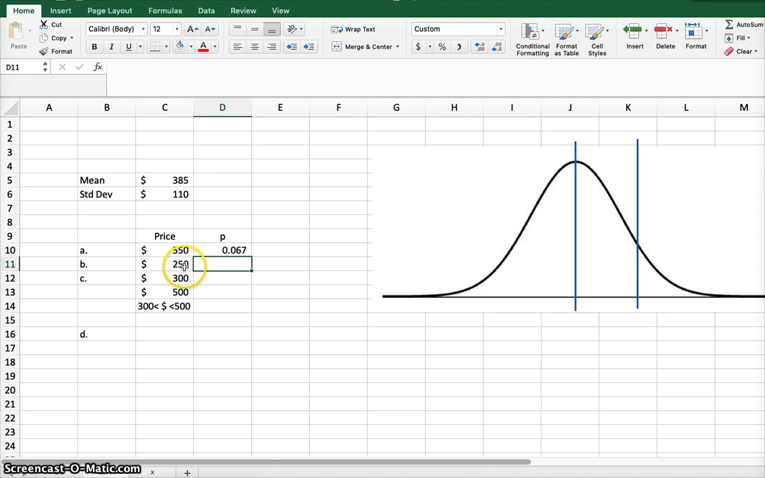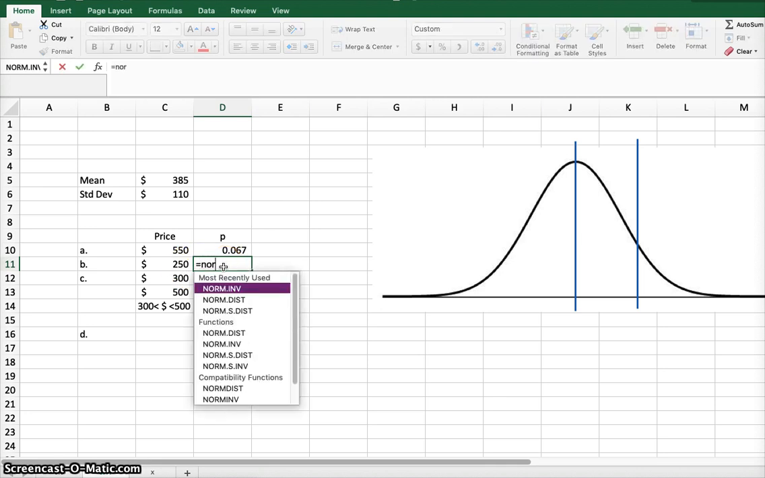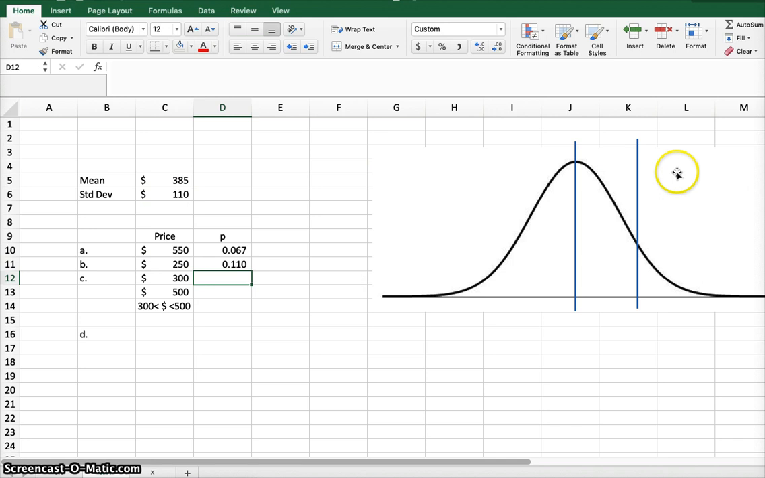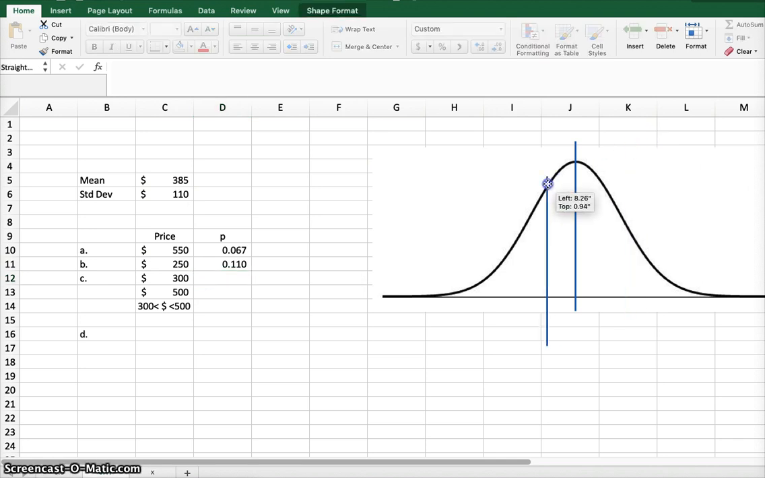Okay? So B wants to know what's the probability of the airfare being $250 or less. So again, I just use equals NORMDIST, and then here's x, then comma, here's the mean, then comma, here's the standard deviation, then comma, then true. Okay? Now, because I wanted $250 or less, so this is the area that I wanted, and that's what it gave me. So there's about an 11% chance that a ticket will cost $250 or less.